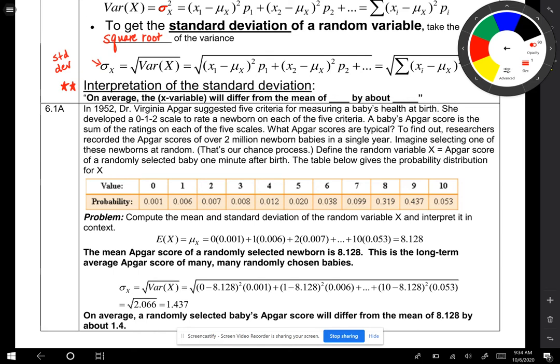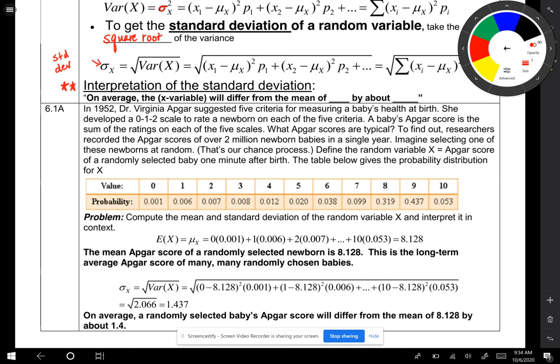What Apgar scores are typical? To find out, researchers recorded the Apgar scores of over 2 million newborn babies, because you have to look at lots and lots of data in a single year. Imagine selecting one of these newborns at random.